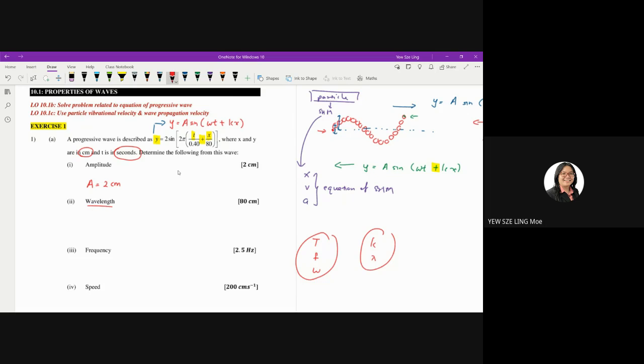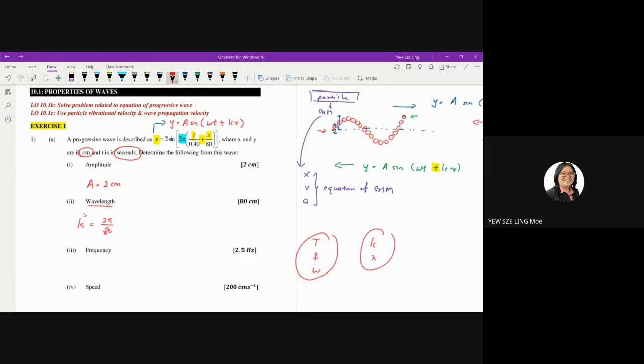Now the question asks you to calculate wavelength, so you try to identify the value of k from the equation. If you're given an equation, you identify k. If you're given a graph, then you can identify lambda straight away. What is the value of k? This is the part where you have to be extra careful. You have a 2 pi here. This 2 pi actually belongs to your omega, and also to your k. They just factorized it out because the two of them share the same constant. So by comparison, my k is not only 1 over 8 pi, but it should be 2 pi times 1 over 8 pi, which is 2 pi over 8 pi. So this is my k.